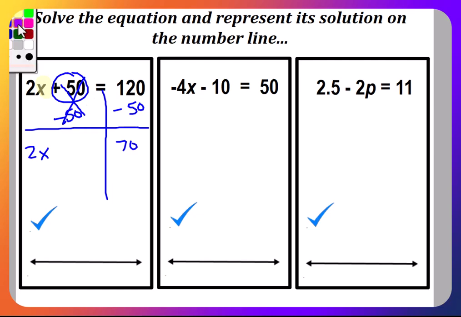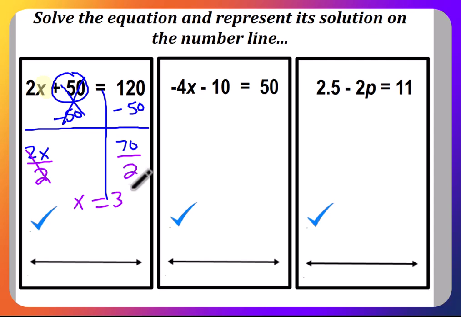Okay? What do we have going on the same side as the x? Well, now we're multiplying the x by 2. So we have to do the inverse of multiplication, which is division. I'm going to show my division by using the fraction bar. I'm going to divide by 2. What you do to one side, you do to the other side. So 2 divided by 2 gives us 1x, or just x, equals, and 70 divided by 2 is 35. So my final answer is x equals 35.